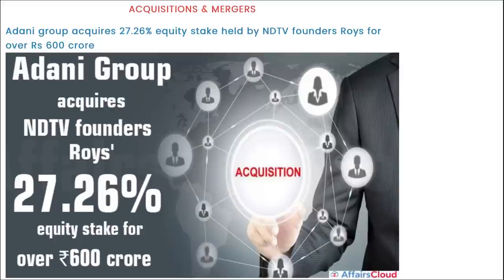Next news, Adani Group will acquire the 27.26% equity stake that was held by NDTV founders Roy for over 600 crore rupees. I repeat, Pranoy Roy and Radhika Roy, who are the founders of the news broadcaster, sold their 27.26% of the entire equity in New Delhi Television, that is your NDTV, to Adani. Alright, highly important. And they will be selling this for around 6,000 crore rupees. Alright, highly important. Mark this. Also, if you remember, Ravish Kumar, who was the presenter at NDTV, has also resigned after this particular news.